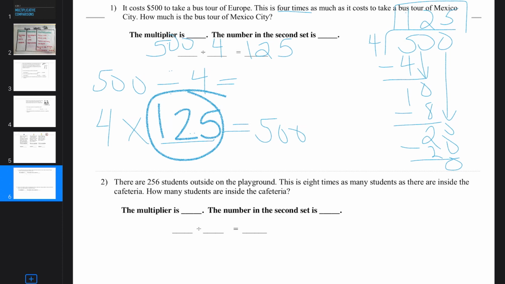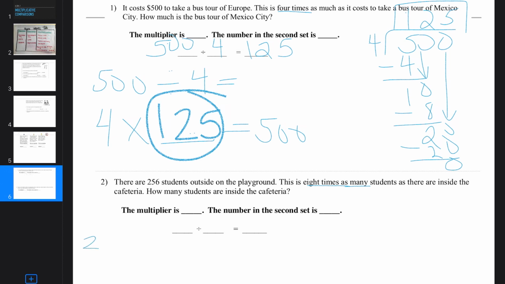Scholars, let's do one more problem. There are 256 students outside on the playground. This is 8 times as many students as there are inside the cafeteria. How many students are inside the cafeteria?